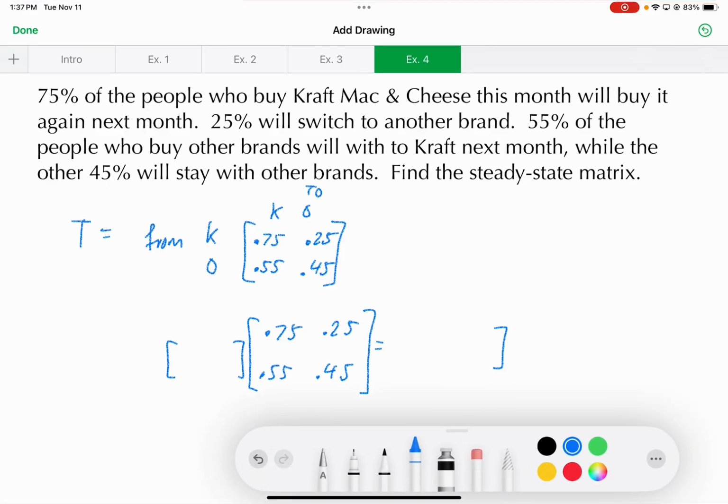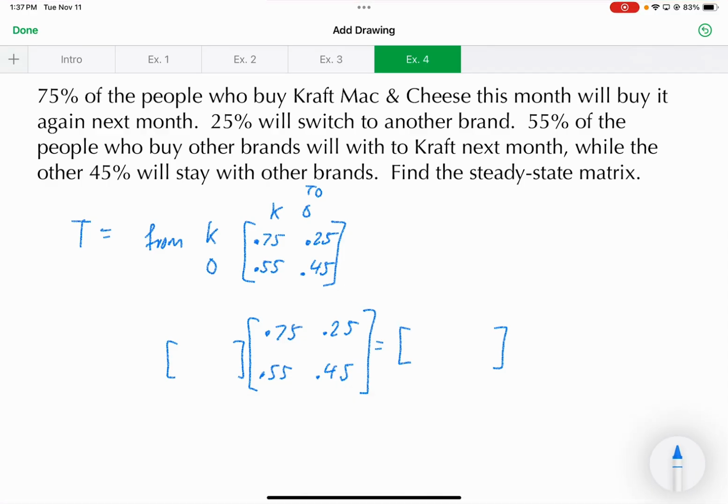Because that's the goal. If I want to find my steady state matrix, they didn't tell me what the current market share was or anything like that. So what we need to do is come up with some sort of matrix that I can multiply that'll make sense, and then I'll end up with that same matrix, okay? Now, do we know how much we start with? What the current market share is for Craft? No, so what can we put?